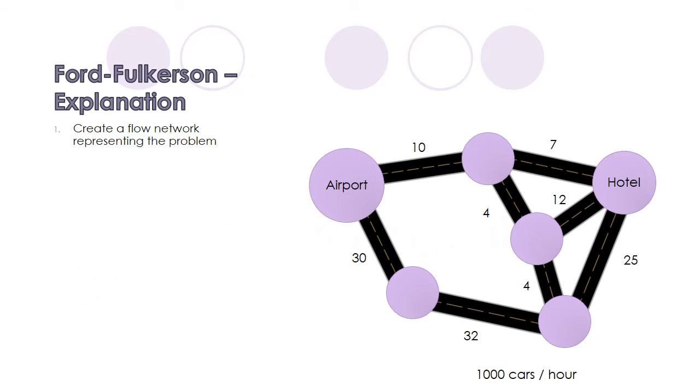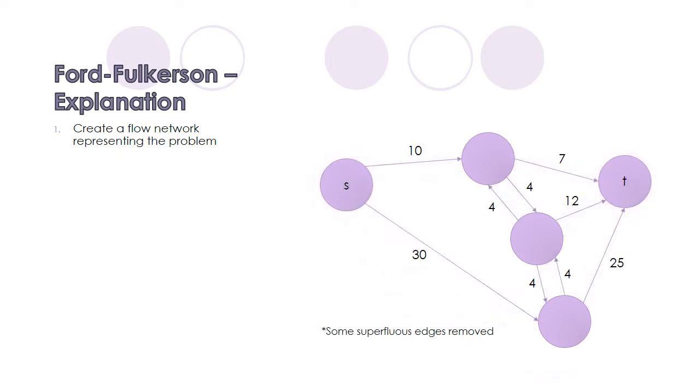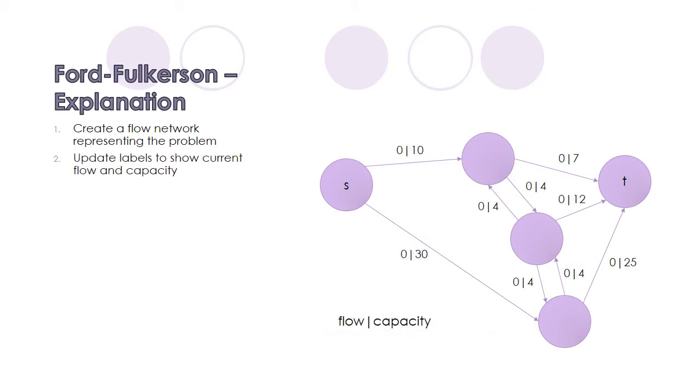So now I'm just going to step through a little example of a simplified version of the algorithm. First off, we want to create a flow network which represents the problem, and in this case we're going to reuse the example we saw just a second ago. We remove some superfluous edges. We update the labels to show both the current flow and the capacity. And then we start off by trying to add an augmenting path from S to T. Now an augmenting path is a path which adds some flow to the overall flow from S to T.